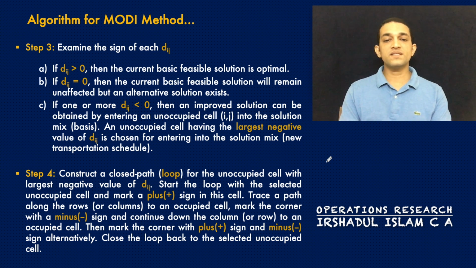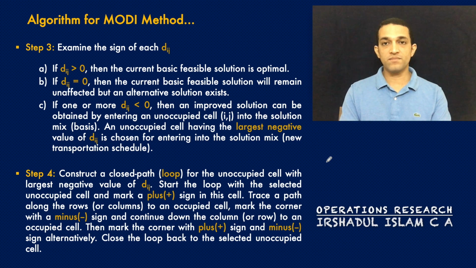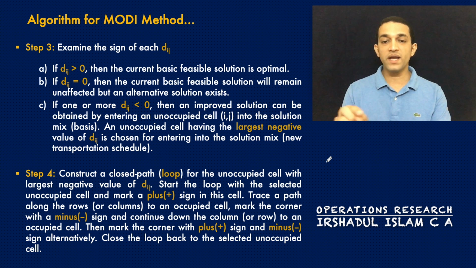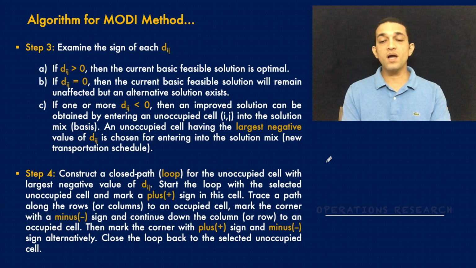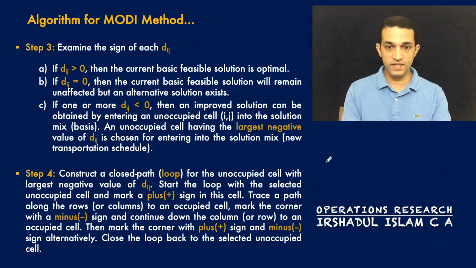Start the loop with the selected unoccupied cell and mark a plus sign in this cell. Trace a path along the rows or columns to an occupied cell. Mark the corner with a minus sign and continue down the column or row to an occupied cell. Then mark the corners with plus and minus signs alternatively. Close the loop back to the selected unoccupied cell.